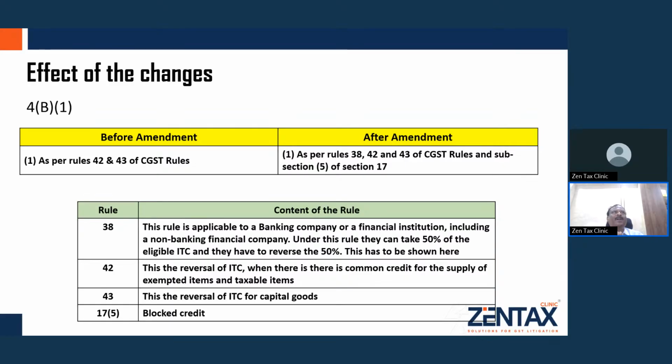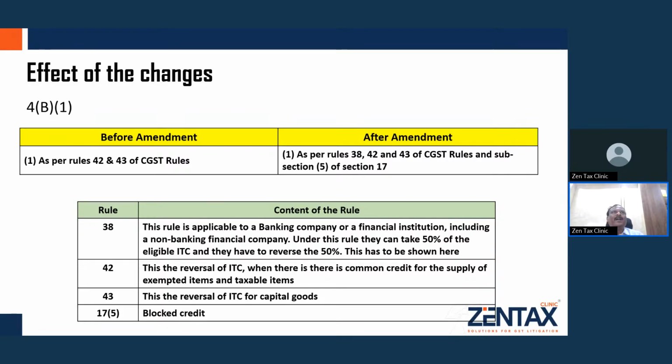Then 42 is the common credit, reversal of the common credit. Suppose you are engaged in supplying exempt supply and also in taxable supply. So for the common credit, you are entitled only on a proportionate basis. So you have to give the amount of ineligible common credit, not the eligible common credit. You have to give the ineligible common credit here in 4B1, in addition to 38.